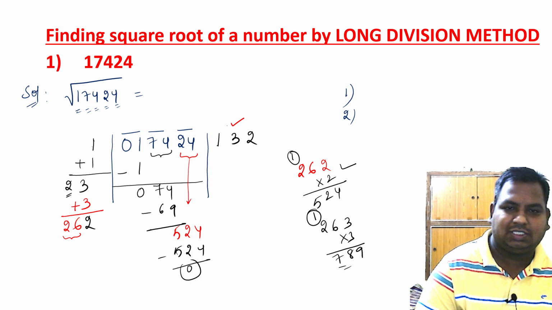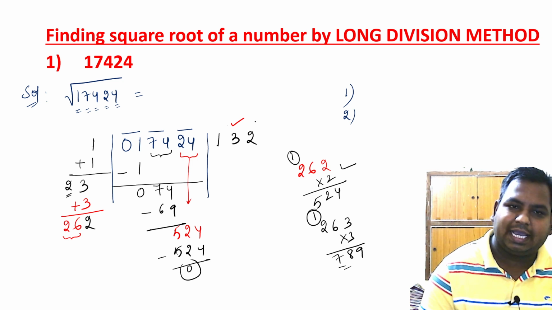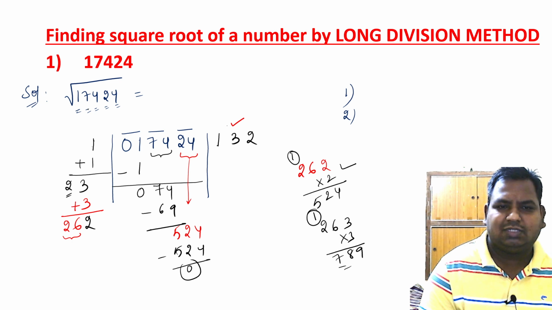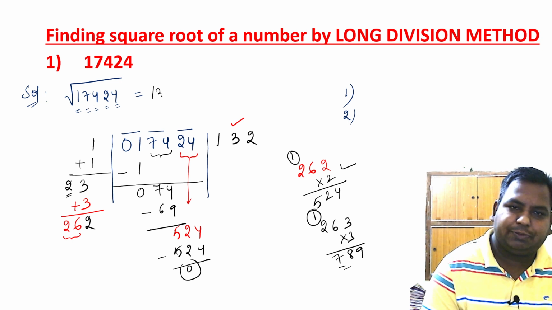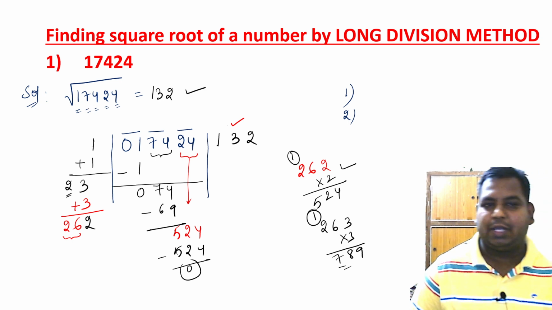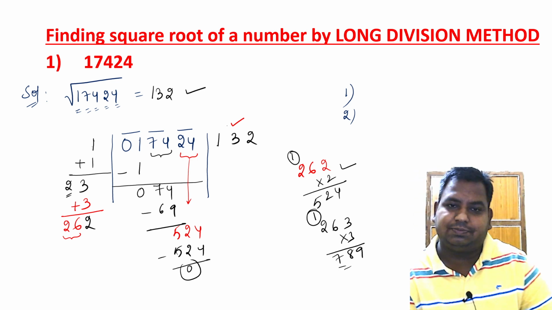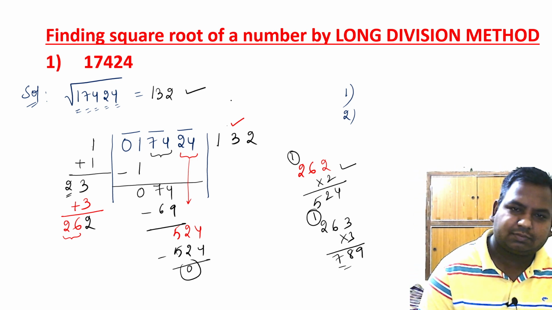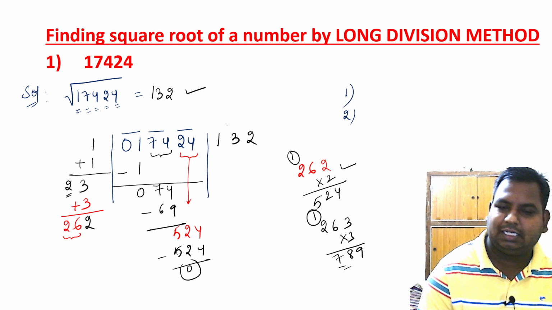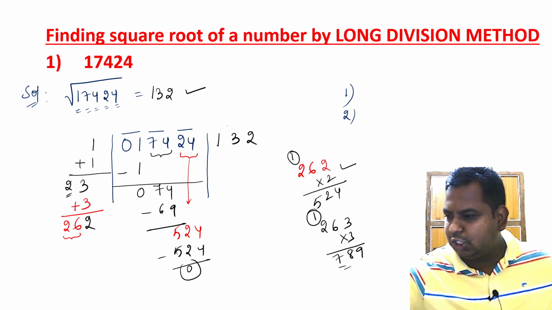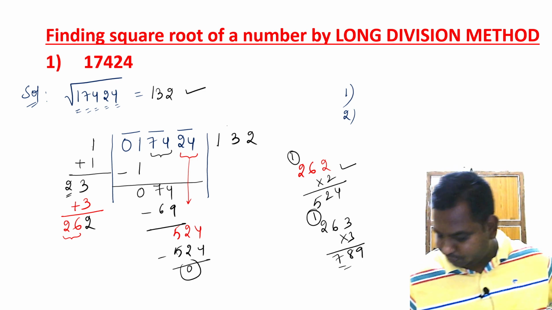We got remainder 0. So here I can say that the square root of 17,424 is 132. Did you get me? Right. I'll give you some 30 seconds. Go through the solution once.